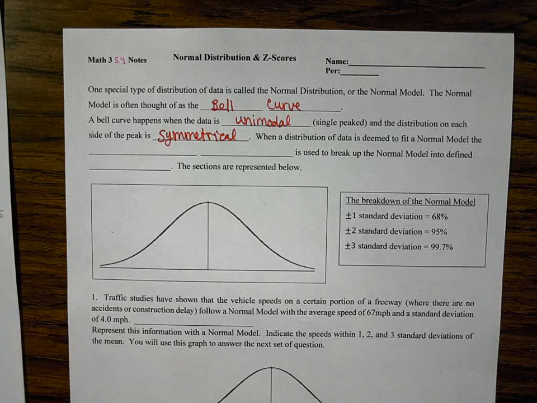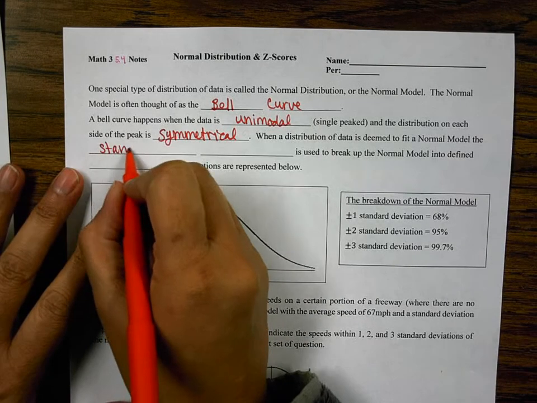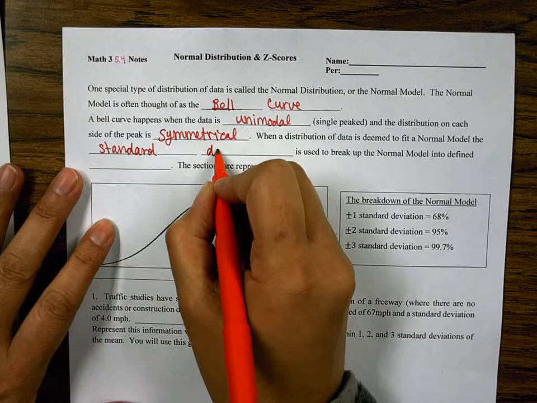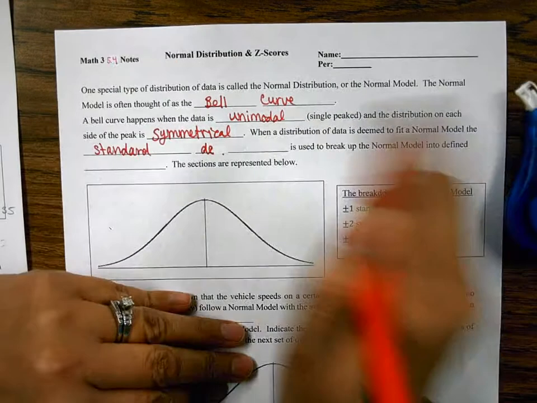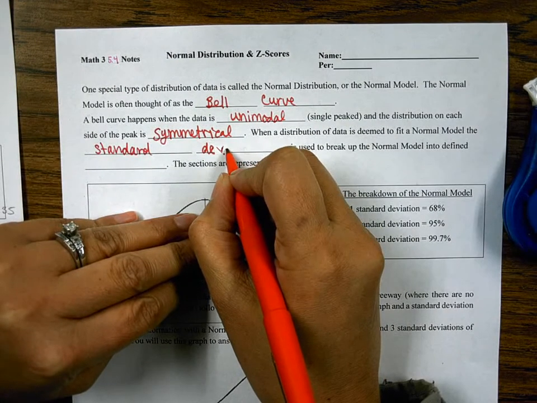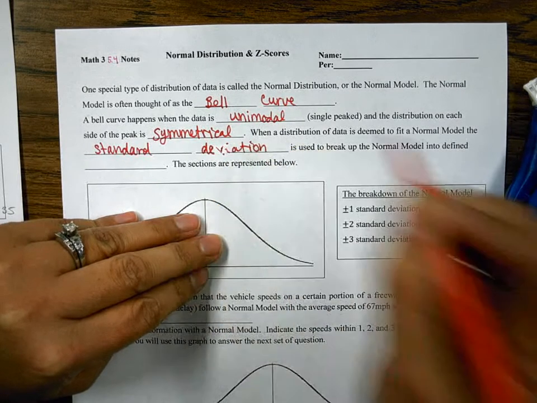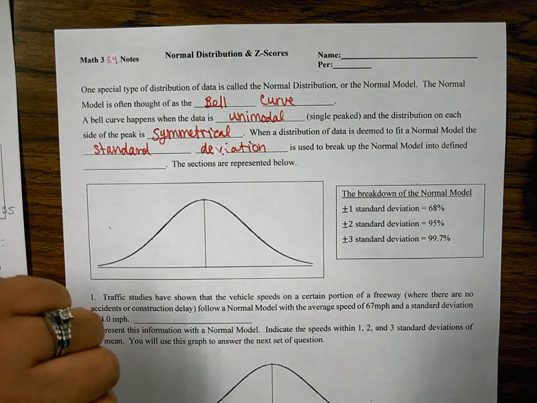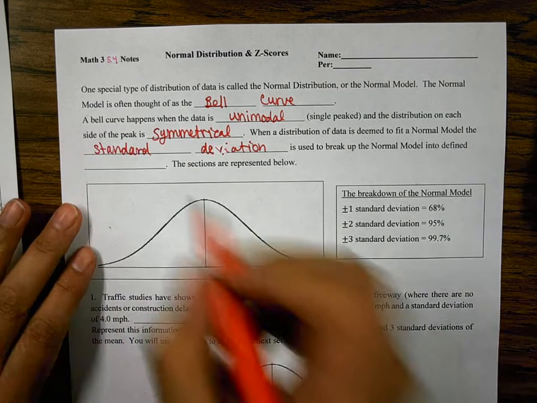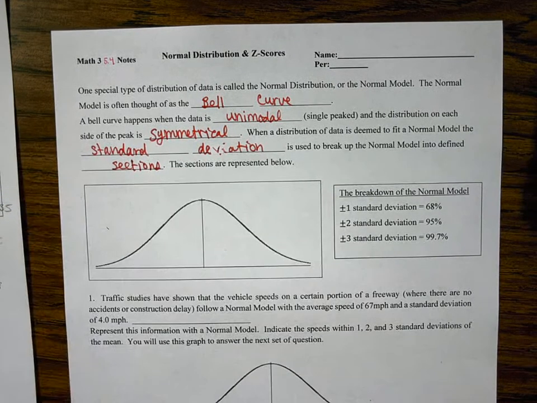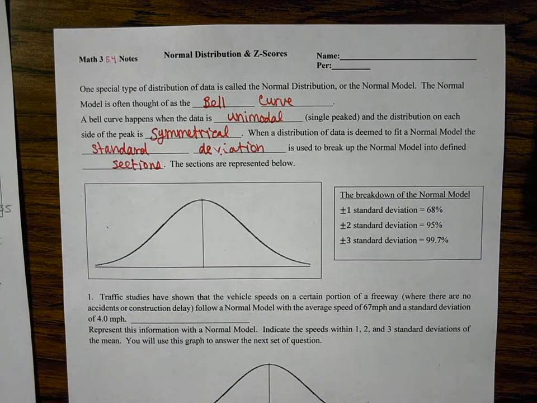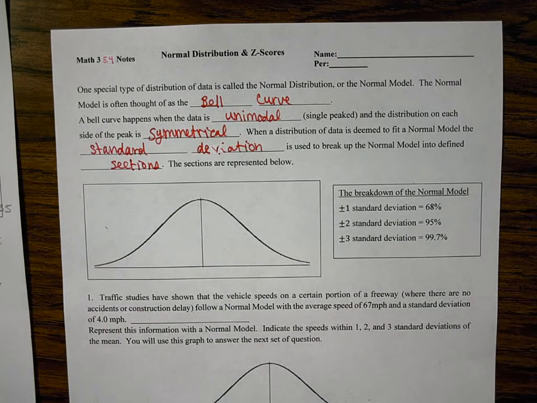When a distribution of data is deemed to fit a normal model, the standard deviation is used to break up the normal model into defined sections. The sections are represented below. What we're about to do to this graph is very important, and I suggest you follow with me, because that is something you're going to have memorized.